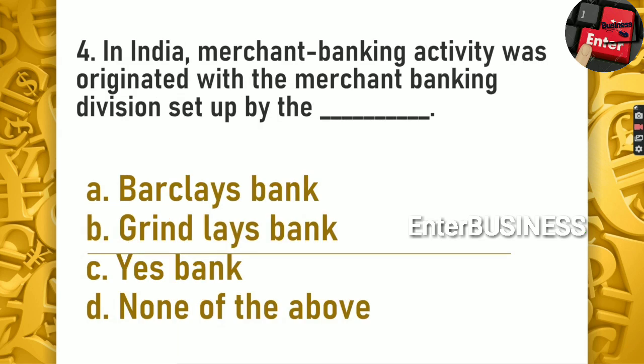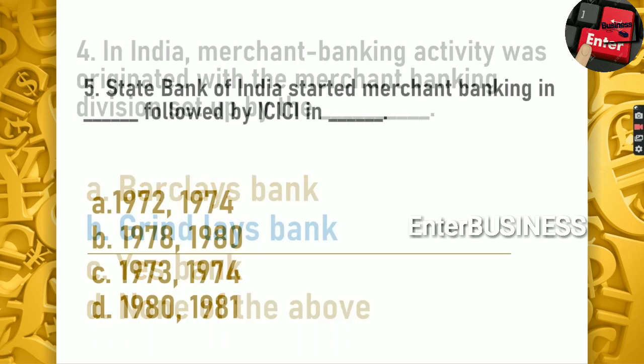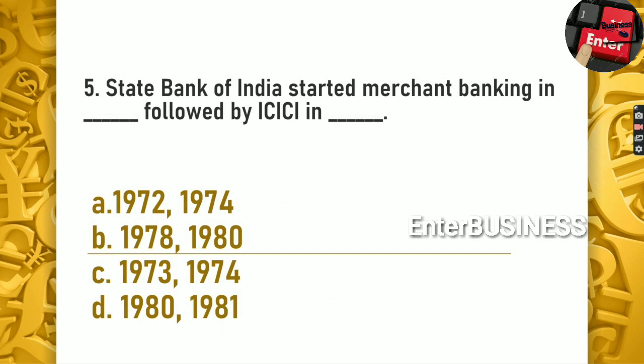Next question is, in India, merchant banking activity was originated with the merchant banking division set up by the dash. Option A, Barclays Bank. Option B, Grindlays Bank. Option C, Yes Bank. Option D, none of the above. So the correct answer is option B, Grindlays Bank.